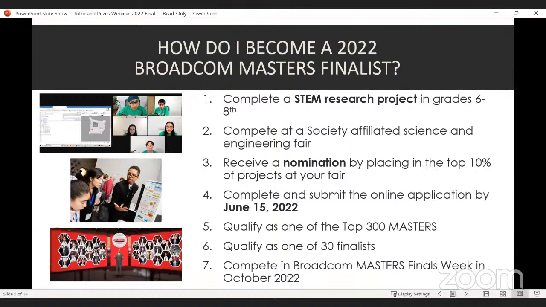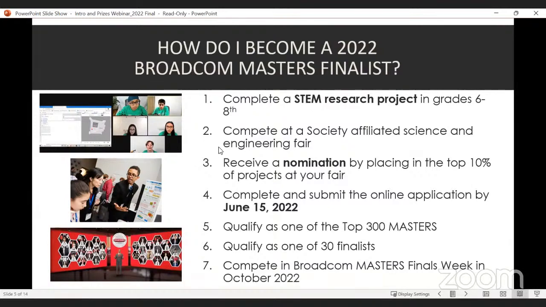Ultimately, 30 Broadcom Masters finalists have the opportunity to spend a week in the fall showcasing their research projects and competing as teams in hands-on STEM activities. While we hope to be in DC for finals week, the Society and Broadcom Foundation will reevaluate holding an in-person event depending on the status of the COVID-19 pandemic in fall 2022.